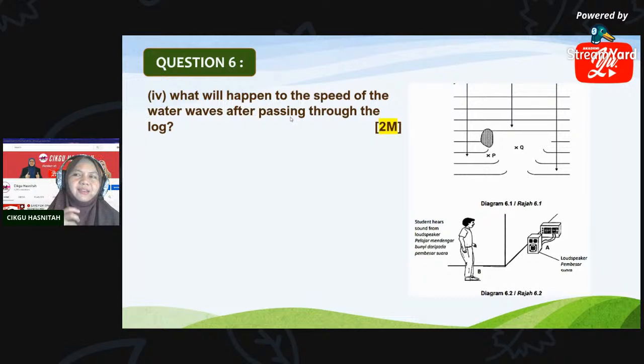If we are talking about speed, you must refer to the wavelength. Does the wavelength change after diffraction? Change or not? The wavelength doesn't change, right? Only the pattern changes, but the wavelength does not change. So by this, the speed remains the same. It is unchanged. Okay.